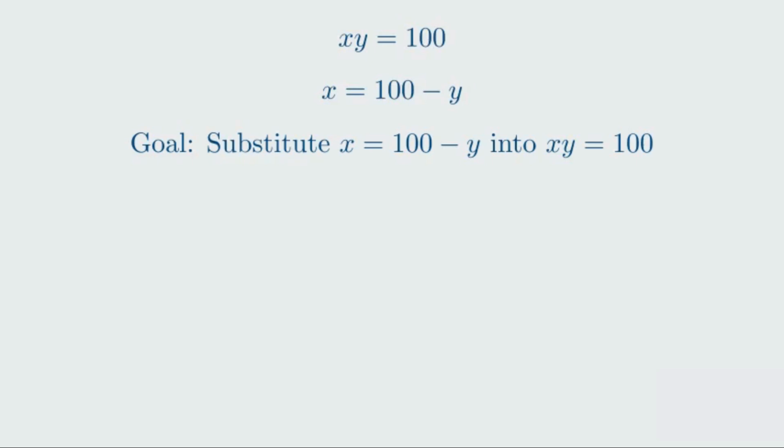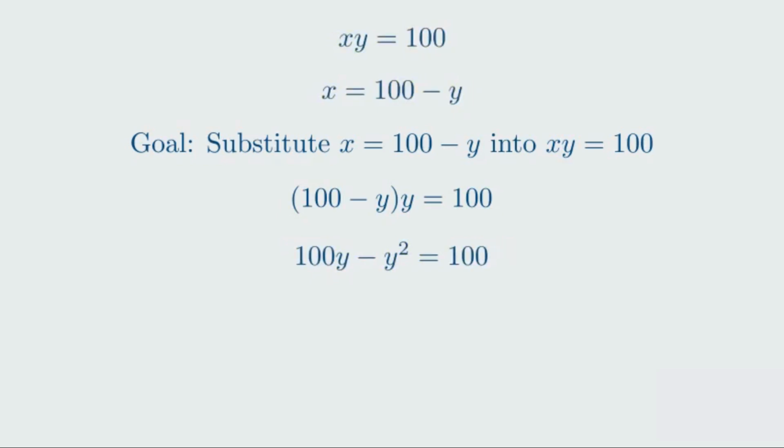Let's make the substitution. We take our second equation, xy equals 100, and wherever we see x, we'll write 100 minus y. It's always a good idea to put the substituted expression in parentheses to avoid algebraic errors. Now, let's distribute the y on the left side of the equation. y times 100 is 100y, and y times negative y is negative y squared. So we have 100y minus y squared equals 100. This looks much more manageable because it only has one variable, y.